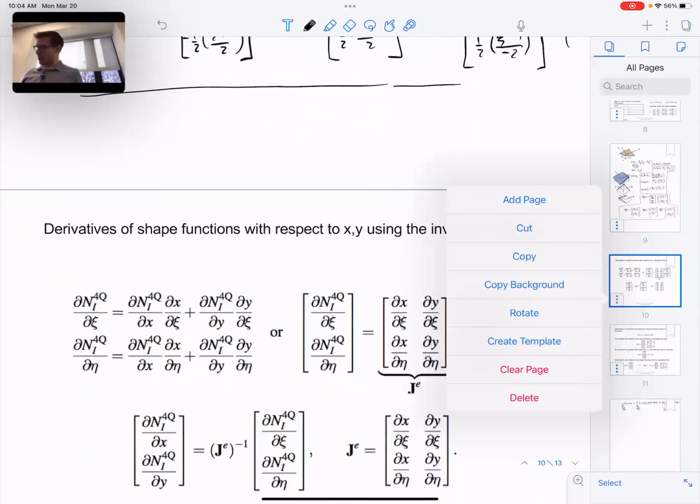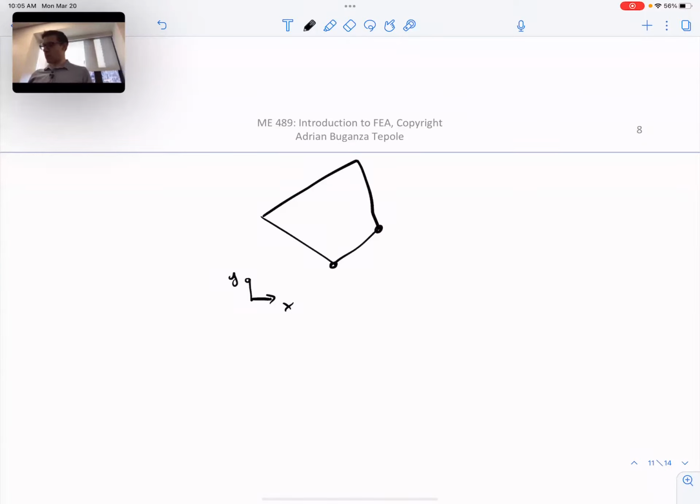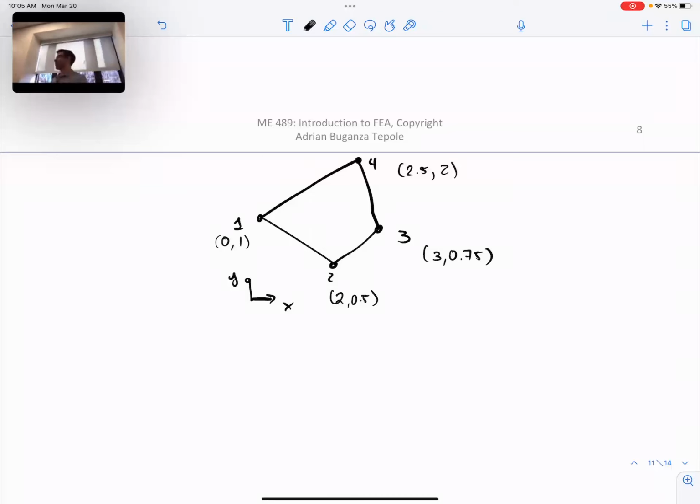Let me add one extra page here. And this is where I want to use a little bit of the Python. So let's say we have some quadrilateral in the XY space. This is node 1, 2, 3, 4. Let's say that this has coordinates, I don't know, 0, 1. This has coordinates 2, 0.5. This has coordinates 3, 0.75. And this has coordinates, I don't know, 2.5, 2. Just making it up. So those are the coordinates.